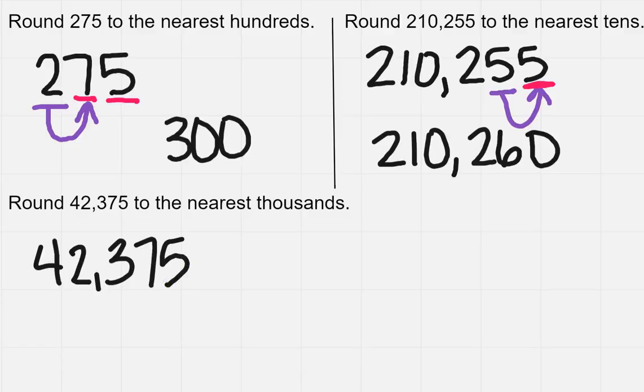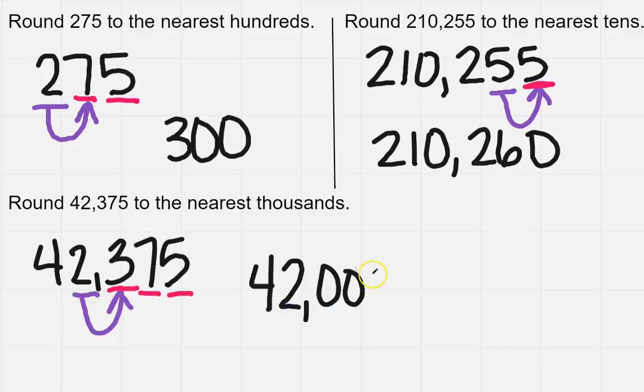So as we did before, I want to draw a line under that and an arrow directly to the right. And while I'm thinking about it, I'm going to go ahead and underline all those placeholders to the right of the first line that I drew. So what that means is that the 3 is less than 5, so the 2 is going to stay the same. So that's just going to become 42,000.